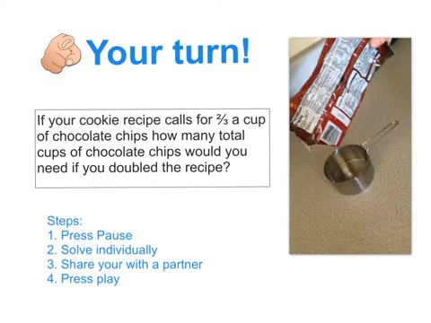Now it's your turn to solve a problem. If your cookie recipe calls for 2/3 a cup of chocolate chips, how many total cups of chocolate chips would you need if you doubled the recipe? Pause the video and try to solve the problem individually. After you find your answer, turn and share your thinking with the person sitting next to you. Press play when you are done sharing.